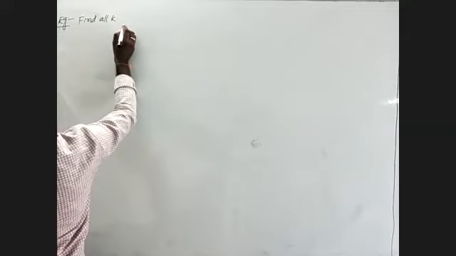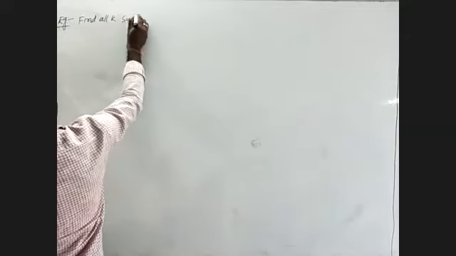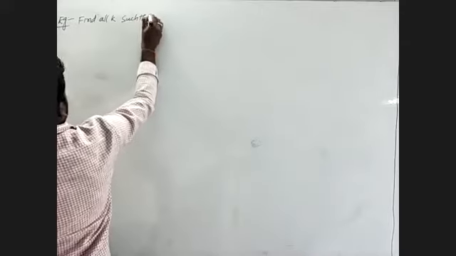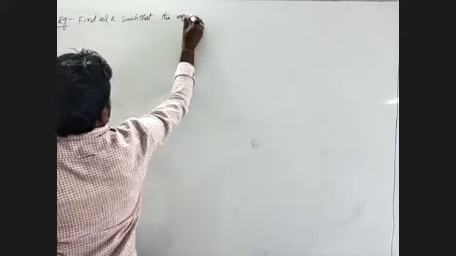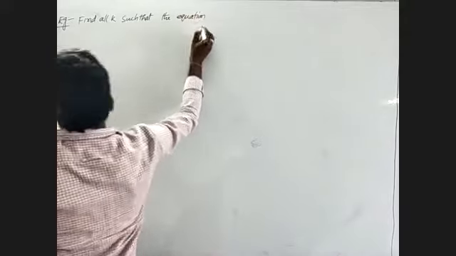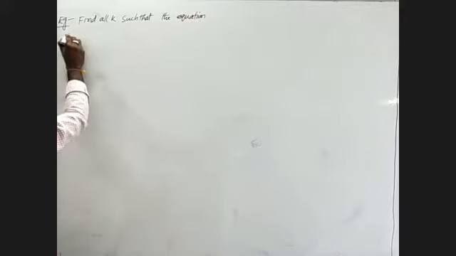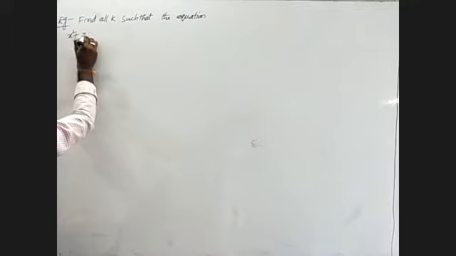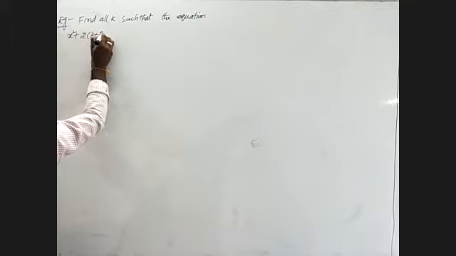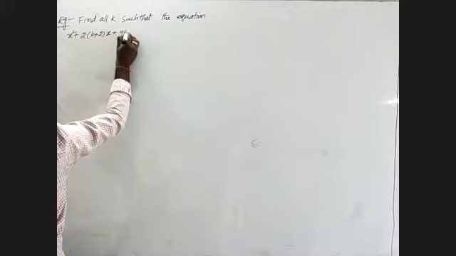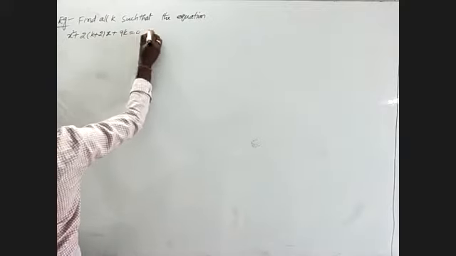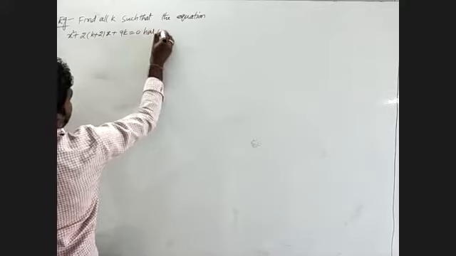Find all k such that the equation x square plus 2 into (k plus 2) into x plus 9k is equal to 0 has equal roots.